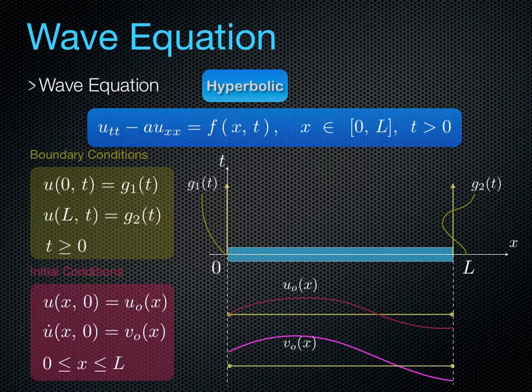Given those four conditions for functions g1, g2, u0, v0, our goal is to determine the value of u at all times and all locations on the interior of the space-time domain. So where does this problem come about?